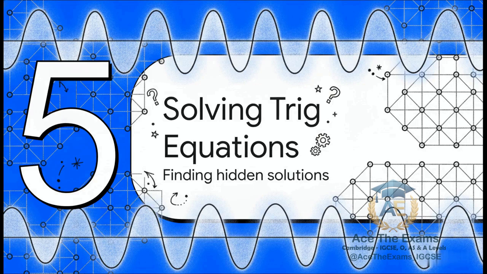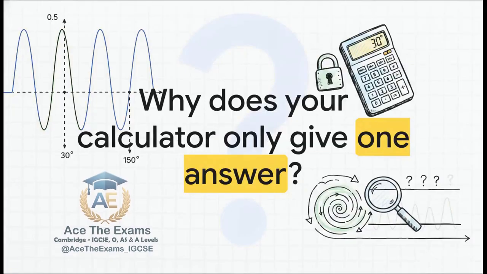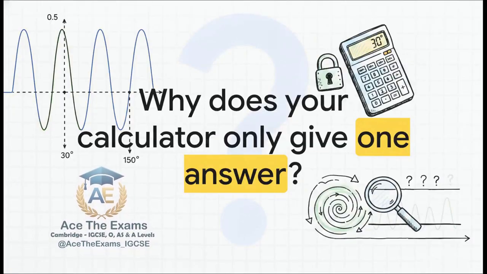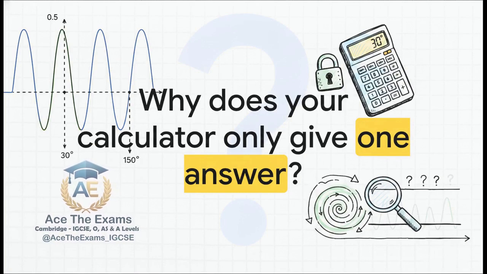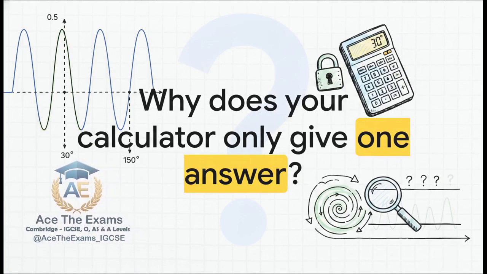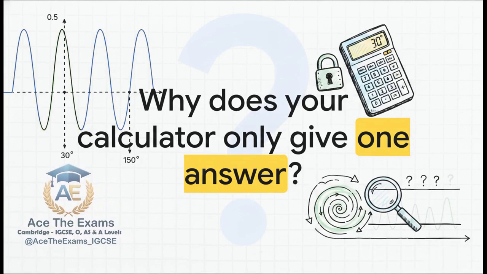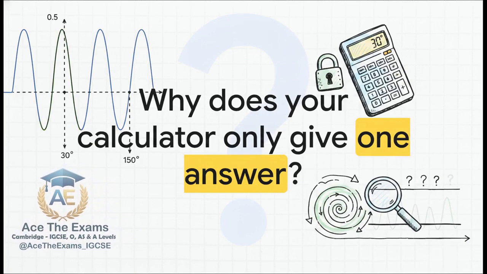Finally, Section 5, Solving Trigonometric Equations. This is where it all comes together for the big marks. Here is a massive trap in the Cambridge exams. If an exam question asks you to find an angle whose sine is 0.5, and you type inverse sine of 0.5 into your calculator, it will confidently spit out 30 degrees.